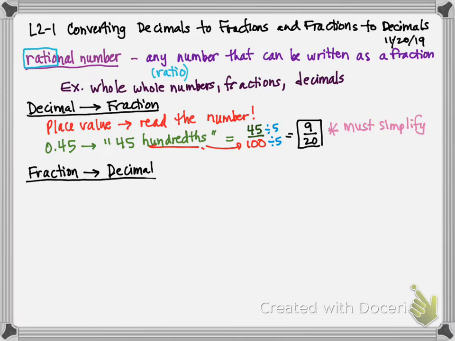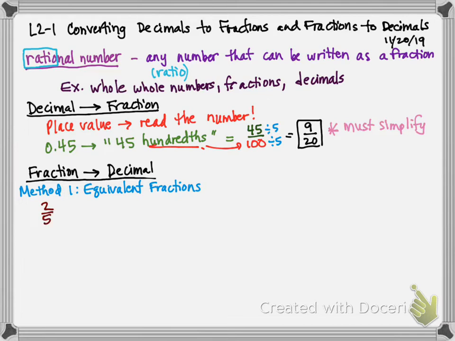Okay, so we have a couple methods, and you get to decide which method you like better. So the first one is going to be equivalent fractions. And remember, equivalent fractions, equivalent ratios. So they may not look the same, but if I simplified, they would have the same value. Okay. All right. So let's talk about this guy.